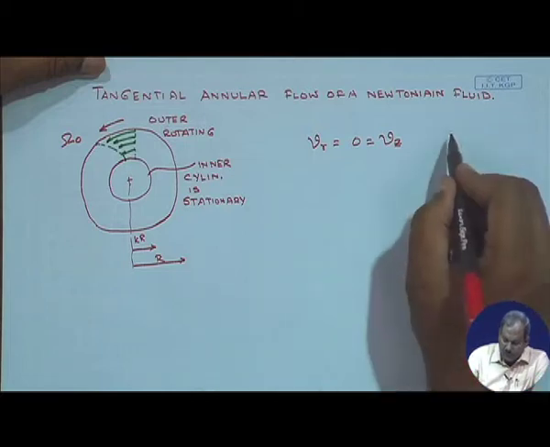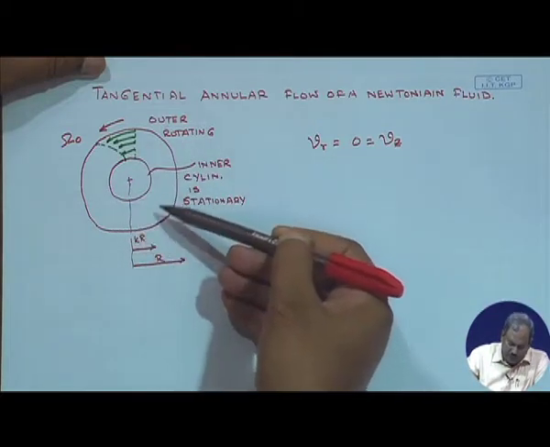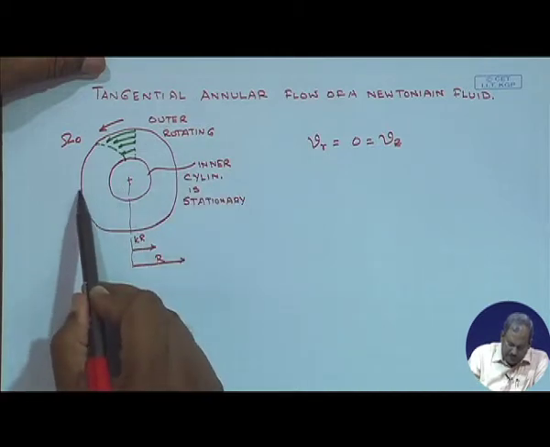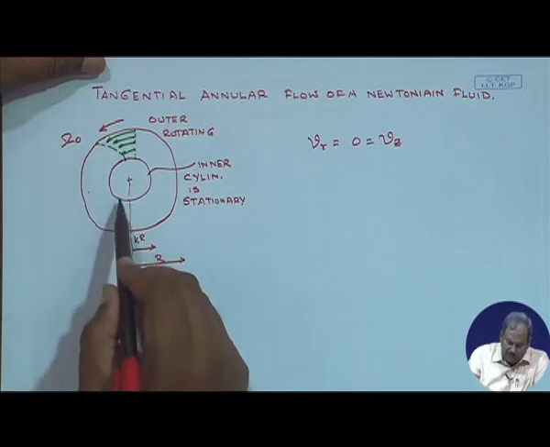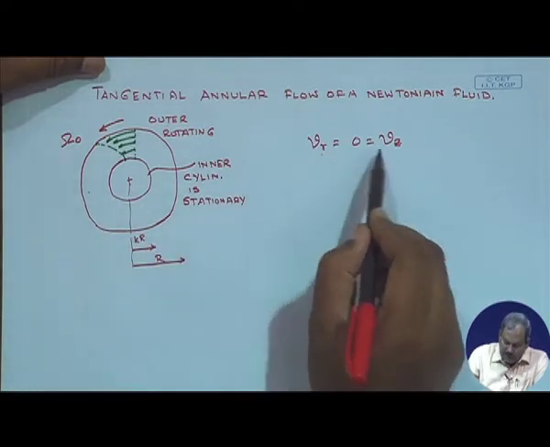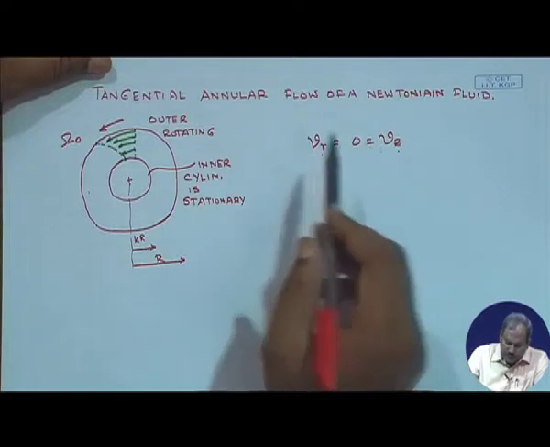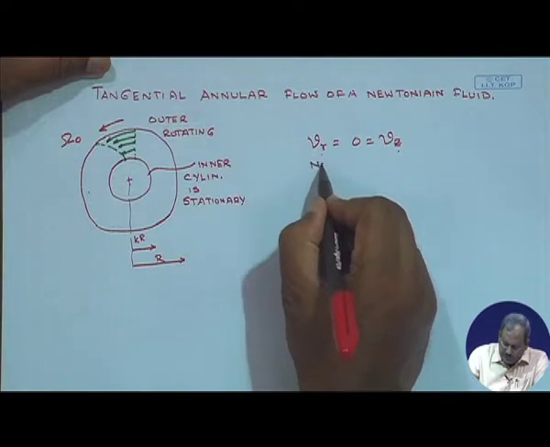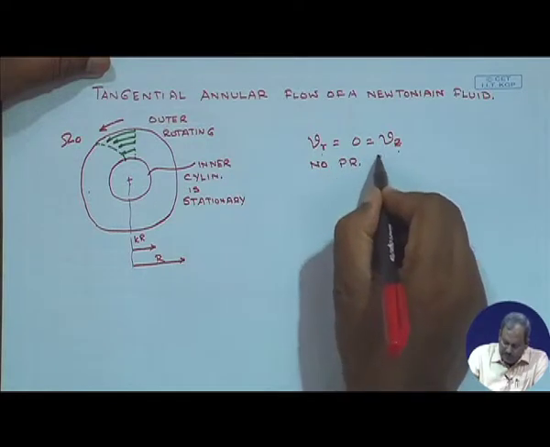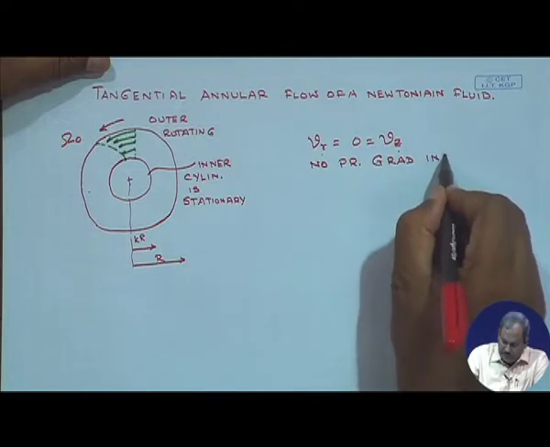So it's 1D flow, that means liquid is only rotating. There is no velocity in the r direction, and there is no velocity in the z direction. So both in r and z direction the velocity would be 0. And since I do not have a pressure gradient, I also assume that there is no pressure gradient in the theta direction.